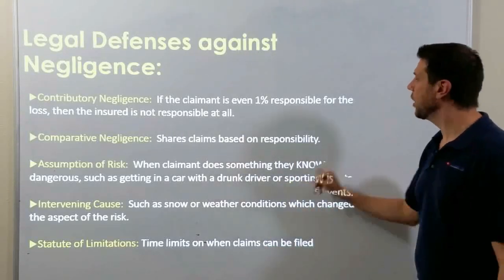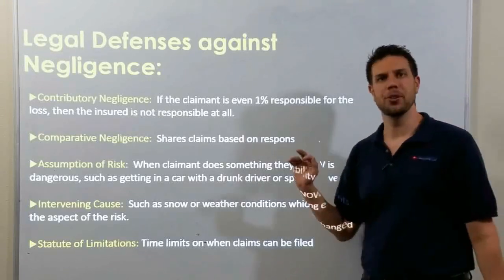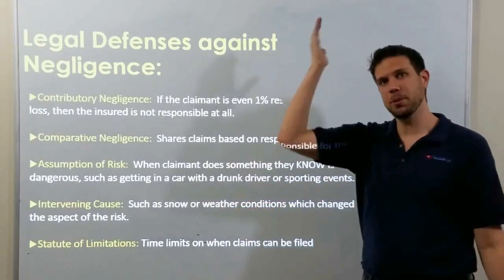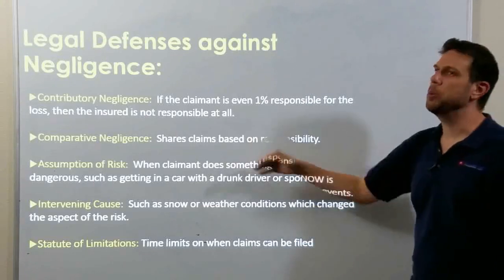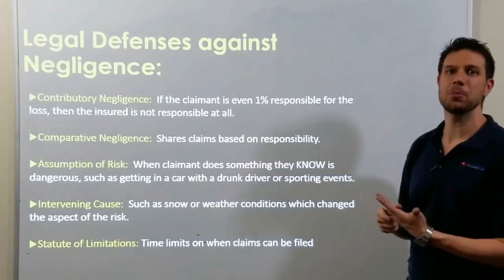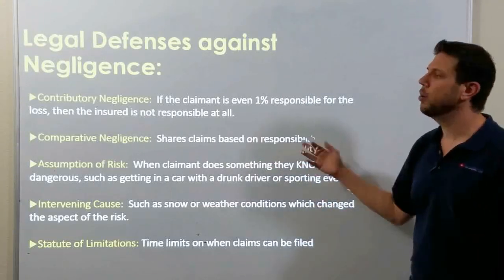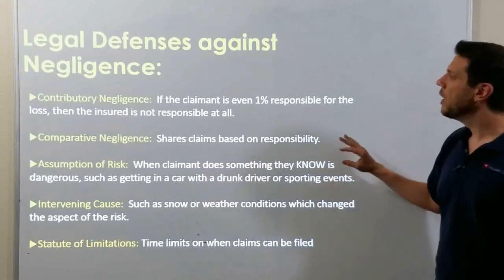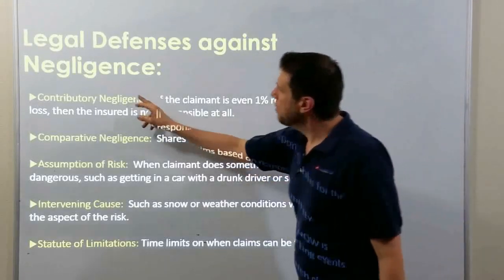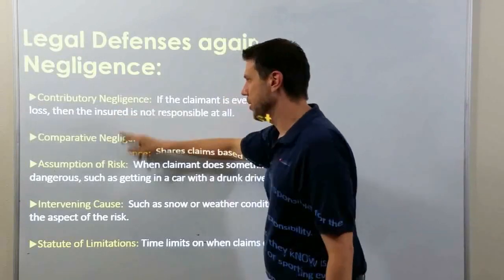This also works at sporting events. That's when you're like watching baseball, then the baseball hits the person in the head. They assume the risk, so therefore it's not the baseball player's fault. You know what's going to happen at a sporting event. Contributory and comparative are the two confusing ones.